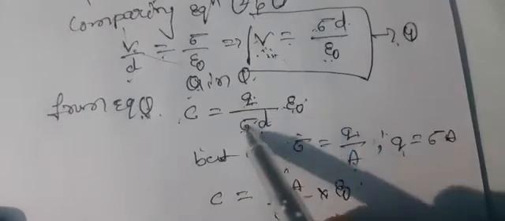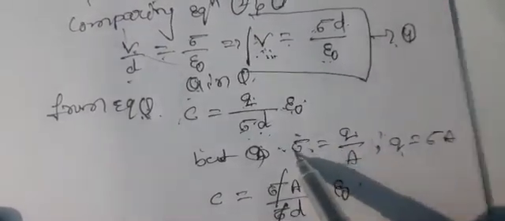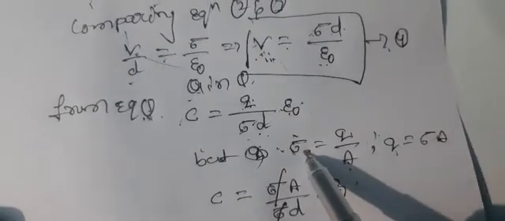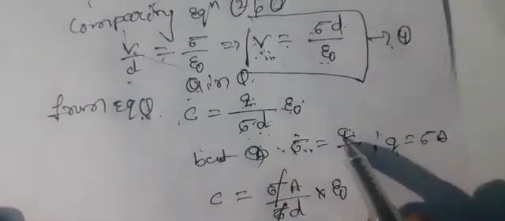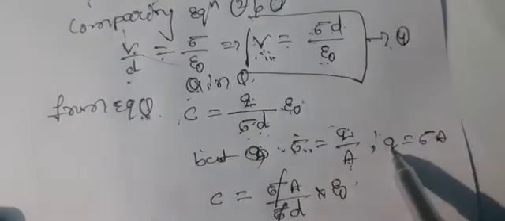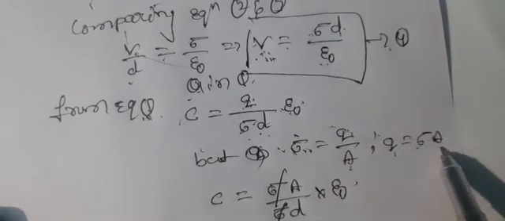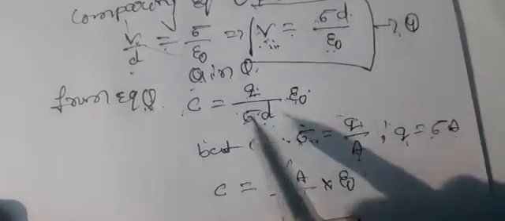But sigma is called the surface charge density. What is the definition of surface charge density? Charge acting per unit area. So to find the total charge, the charge is equal to sigma A. This value is substituted in this equation.